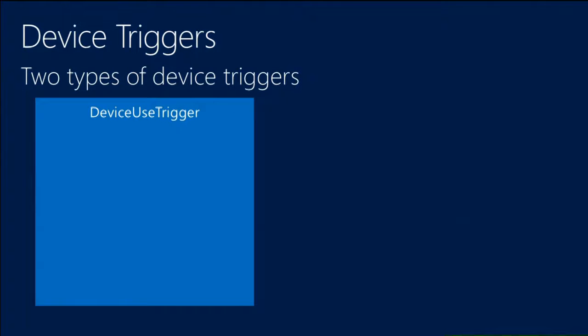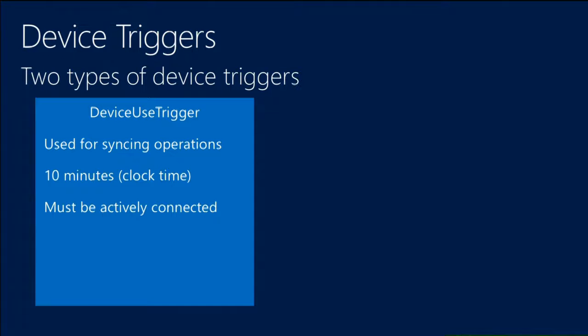The first is the device use trigger. And this is basically for things just like syncing operations, pulling and pushing data to your device. You have 10 minutes clock time, wall clock time, which means it's not CPU time. As soon as it starts, it has 10 minutes to finish. And the device has to remain connected during those 10 minutes or however long it takes your process to finish. If your device gets disconnected at some point during it, the process will fail.